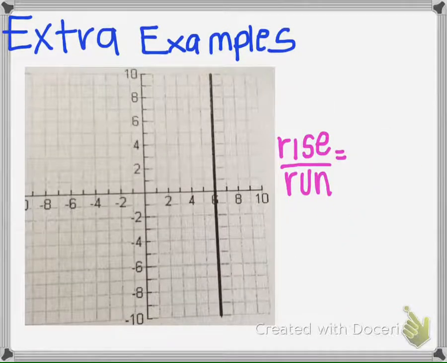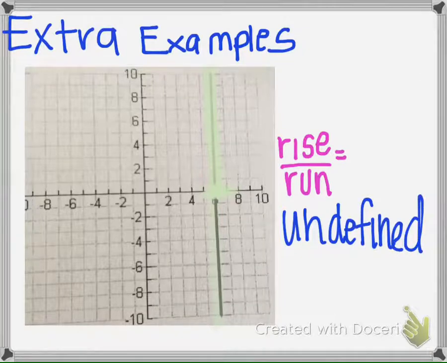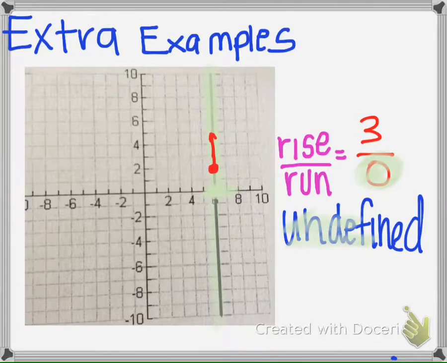Okay, automatically, when I look at this line, I'm thinking of the snowboarder. He would go straight down, hit the snow, go under the ground, and never be found. And that is how I remember that this one is undefined. Or, again, pick 2 points. You would have to rise 3, run 0, and when the 0 is under, it's undefined. So several different ways to remember vertical line is undefined slope.